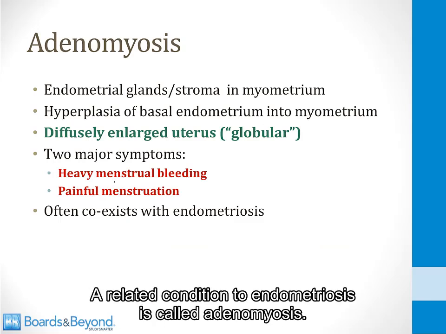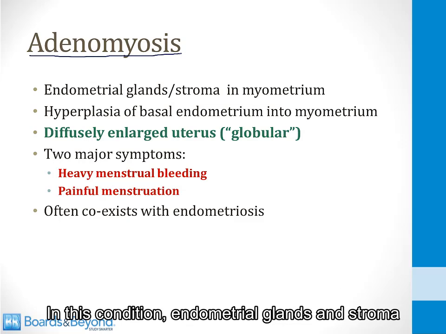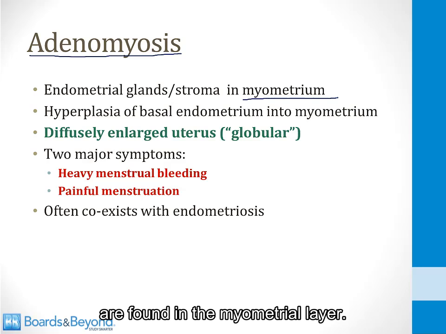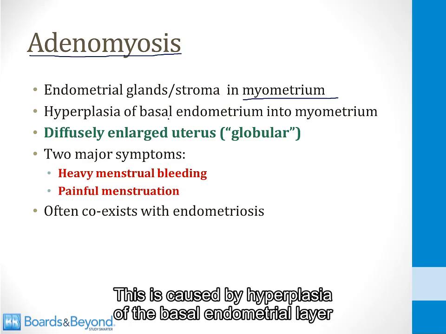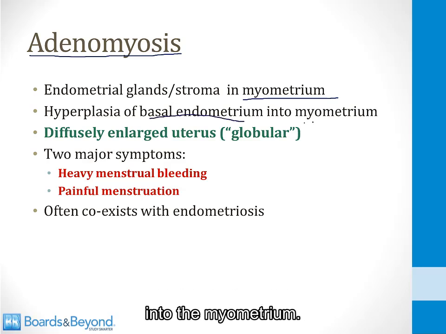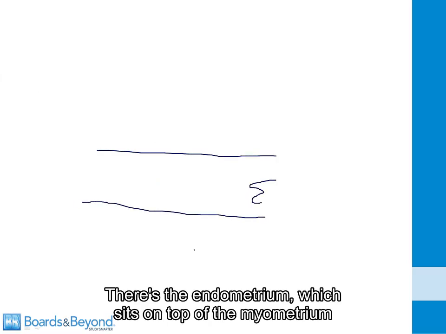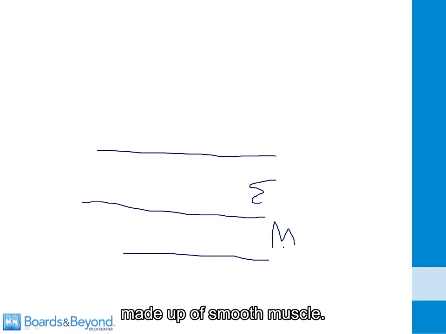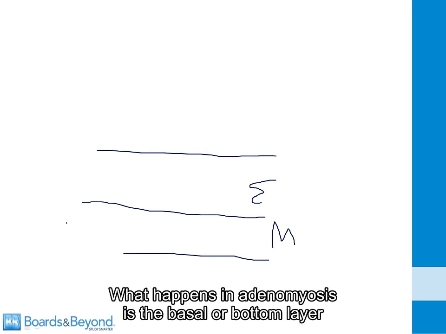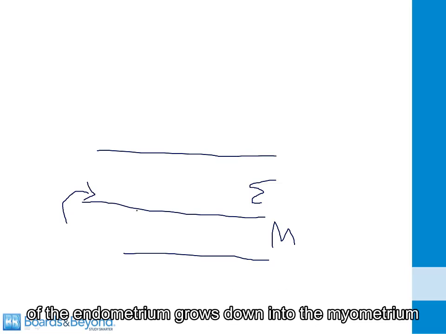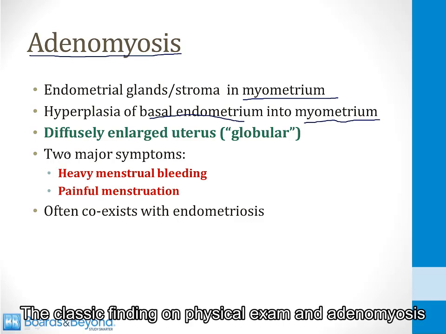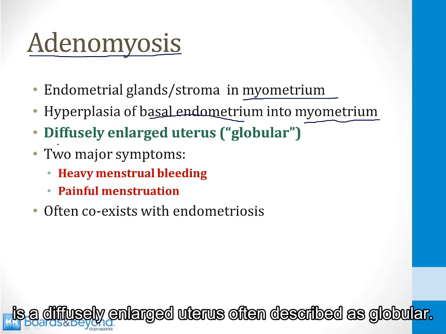A related condition to endometriosis is called adenomyosis. In this condition, endometrial glands and stroma are found in the myometrial layer. This is caused by hyperplasia of the basal endometrial layer into the myometrium. Normally, the uterus has 2 layers. There's the endometrium, which sits on top of the myometrium made up of smooth muscle. What happens in adenomyosis is the basal or bottom layer of the endometrium grows down into the myometrium of the uterus.